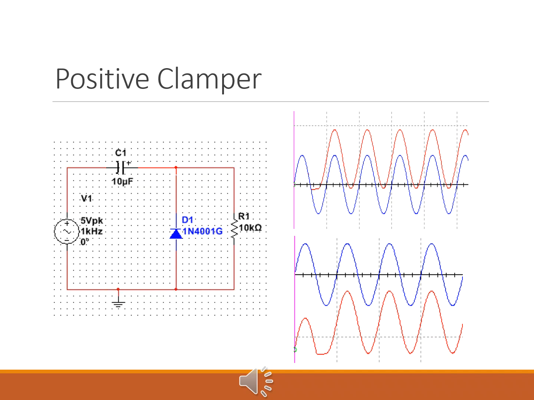Some things you can use positive clamping for: signal restoration for older analog video, peak detection circuits, and level shifting for ADCs or logic inputs.